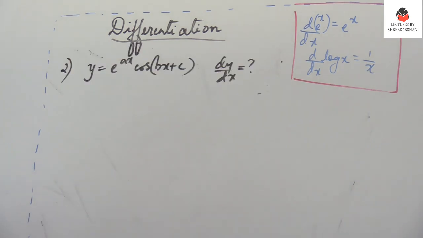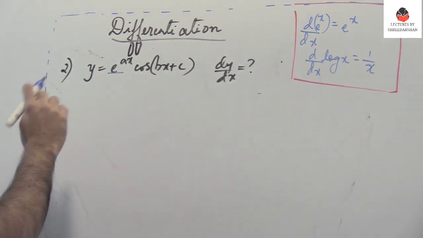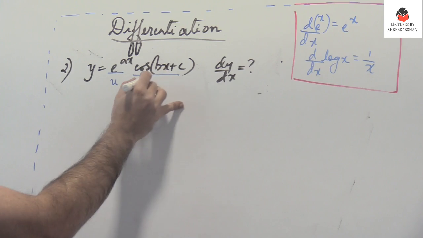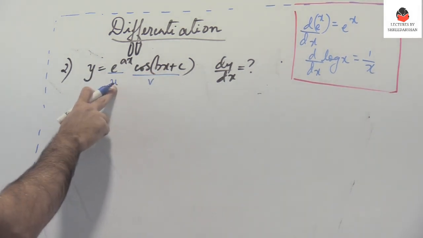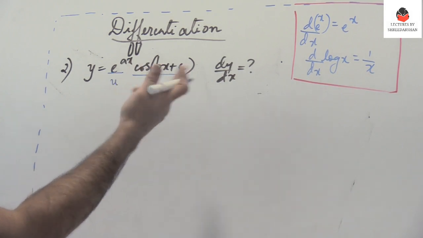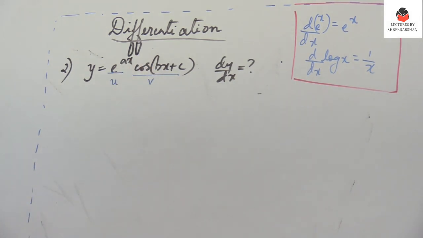So the next problem, y equals e power ax cos bx plus c. So there are two terms. Let e power ax be u and this term be v. So what is differential of u into v? U into differential of v plus v into differential of u. So I can directly write the answer.